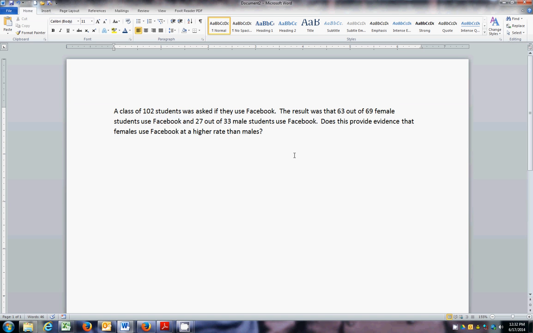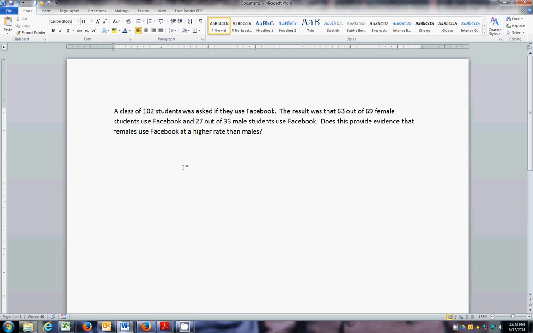Class of 102 students. There was a survey asking if they use Facebook or not. And the result was found that 63 out of 69 females in this class use Facebook, and 27 out of 33 male students use Facebook in this class. So we want to know, does this data provide any statistical evidence that females use Facebook at a higher rate than males? So we want to write our null and alternative hypothesis for this type of test.